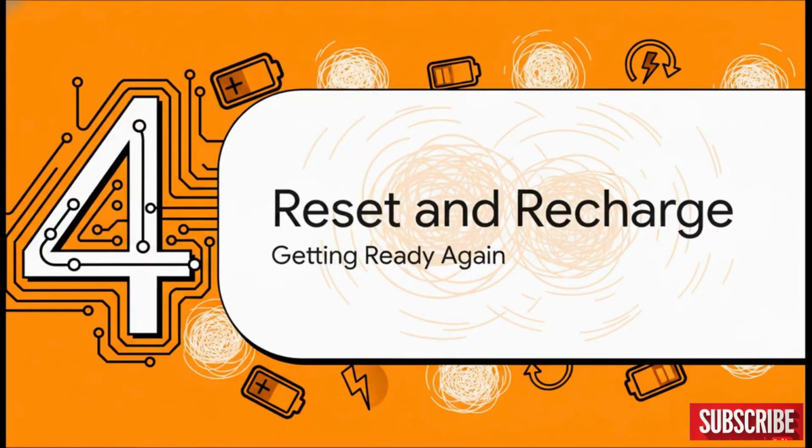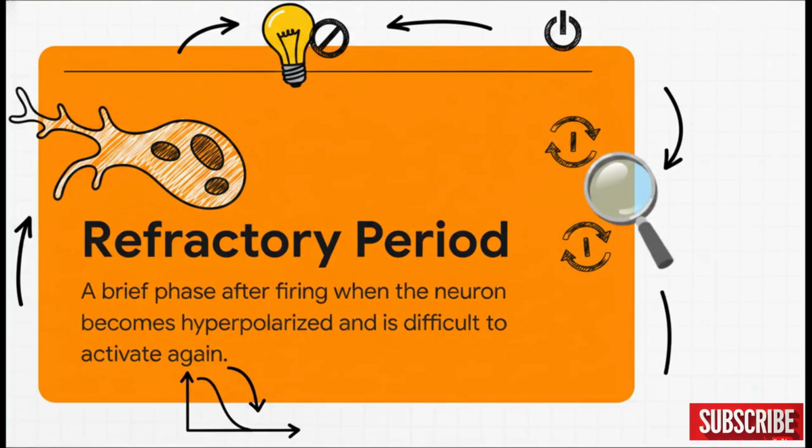But wait, the story isn't quite over yet. After firing, the neuron can't just go again immediately. It's not a machine gun. It needs a quick moment to reset itself, to get back to its starting position so it's ready for the next signal. And this reset phase is interesting. It involves a little overshoot. The neuron actually dips down and becomes even more negative than when it was resting, just for a brief moment. This is called the refractory period. Think of it like a quick system reboot. It's super important because it makes sure the signal only travels in one direction and guarantees the neuron is properly reset before it can even think about firing again.